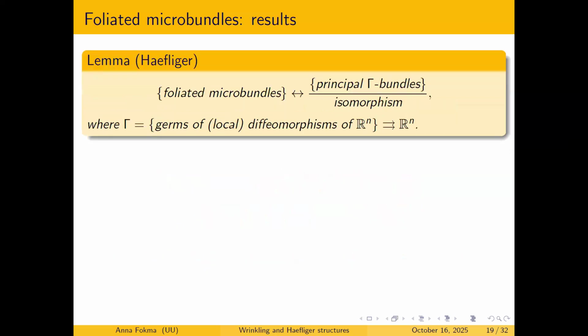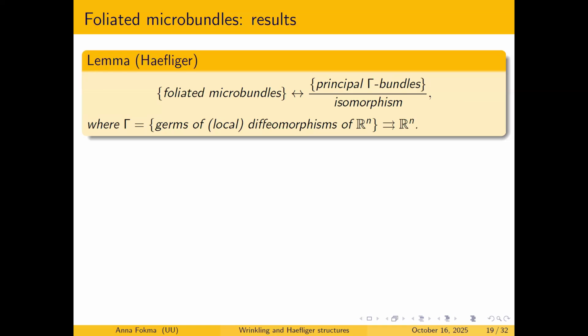Now, why would one be interested in foliated microbundles? This is really where they get the name Haefliger structures from, because we now see two of Haefliger's results on these objects. The first one states that foliated microbundles are in one-to-one correspondence with isomorphism classes of principal groupoid bundles. The groupoid we should work with is Gamma, also called the Haefliger groupoid, and it consists of germs of local diffeomorphisms of R^n.